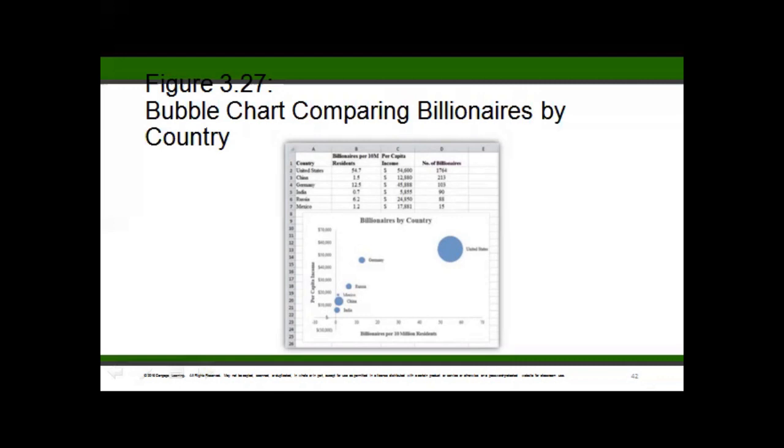From the relative bubble sizes, we see that China and Russia also have many billionaires, but that there are relatively few billionaires per 10 million residents in these countries, and that these countries overall have low per capita incomes. The United Kingdom, United States, and Hong Kong all have much higher per capita incomes.